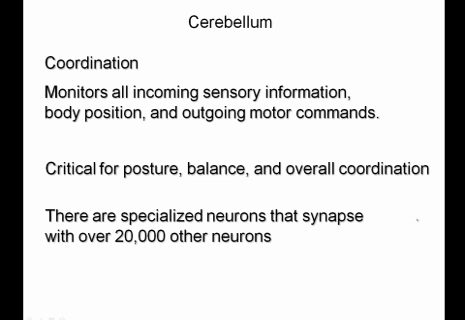There are some specialized neurons in the cerebellum that synapse with over 20,000 other neurons. That's a pretty big family and friends plan. So if you recall this segment about synaptic communication, we saw a picture of a cell that was just absolutely covered with axon bulbs, all of these other neurons communicating with it.